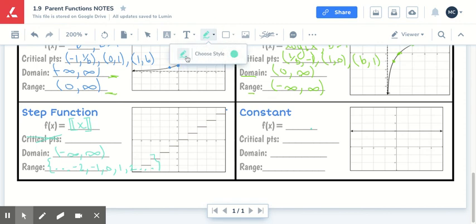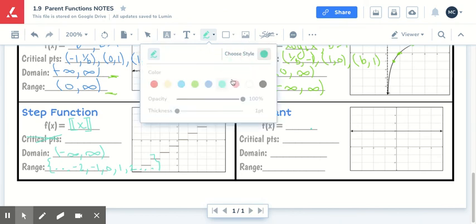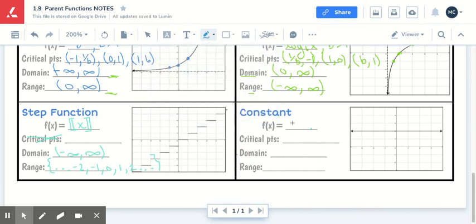And then our last parent function is called constant. The constant parent function is just f of x equals c. We use the letter c for constant. The graph of that one looks like just a horizontal line. Now critical points on that would be -1, c, 0, c, and 1, c.